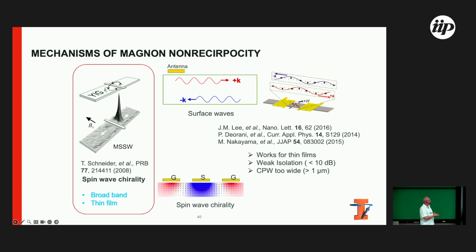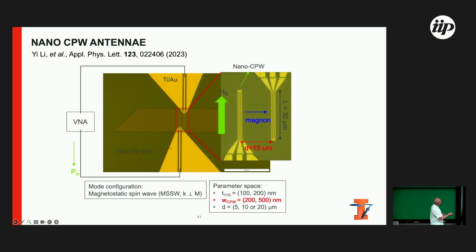Essentially, they used antennas that excited spin waves with wavelengths that are very long, and that actually doesn't work that well for non-reciprocity. So what we did is we used yttrium iron garnet thin film here, and we made antennas that are really very narrow, where our central signal line is just 200 or 500 nanometers wide. The YIG film itself is also very thin, 100 and 200 nanometers thick. And as I will show you, by matching the sizes of the antenna to the thicknesses of the films, you get much stronger non-reciprocities.